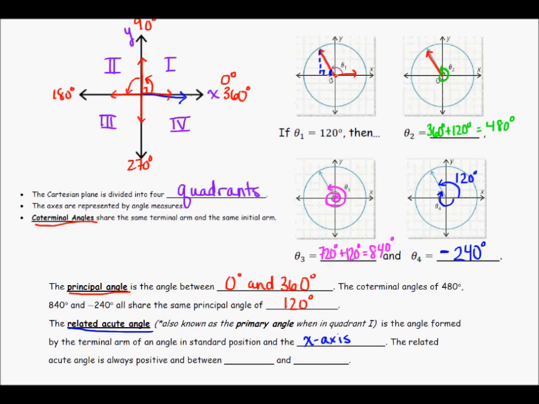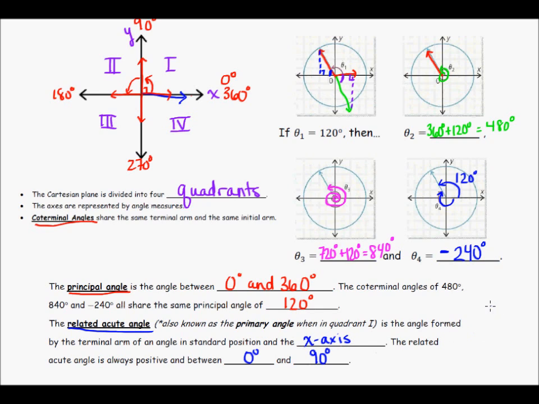That related acute angle, because it's acute, is always going to be between 0 and 90 degrees. No matter where my terminal arm is, let's draw in another one. Let's say I have a terminal arm located in quadrant 4. Again, I could draw in a vertical line connecting to the x-axis, and here would be my related acute angle. So no matter where we put that terminal arm on the Cartesian plane, we will always have an acute angle for the related acute angle, and it's always going to be between 0 and 90 degrees.